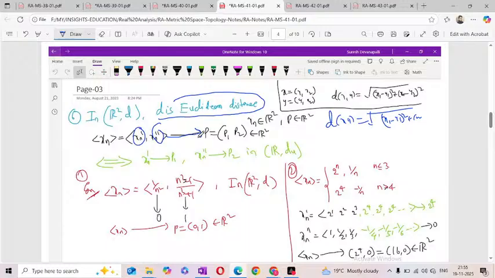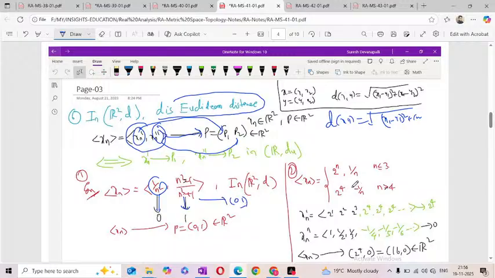Here this sequence I am taking converges to P. P is also a two-tuple because P belongs to R square, the first is P1 and the second is P2. That means this sequence converges to P1 comma P2. So definitely xn dash must converge to P1 and xn double dash must converge to P2. This is the statement. Observe the example here: 1 by n square and (n cube minus 1) by (n cube plus 1). The first sequence converges to 0, the second sequence converges to 1. That means the whole sequence converges to 0 comma 1 only.